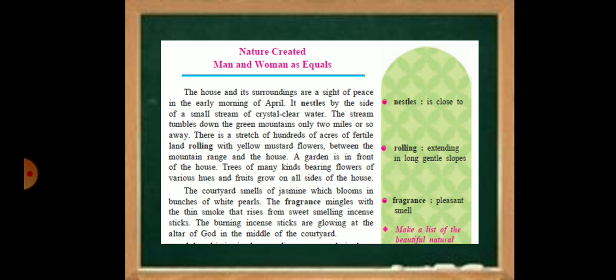Now a garden is in front of the house. Trees of many kinds bearing flowers of various hues and fruits grow on all sides of the house. Now hues means colors or different shades. So there is a garden in front of the house, and there are many trees bearing flowers of different colors, and many fruits also grow on all sides of the house. Okay, so this must be a very beautiful place.